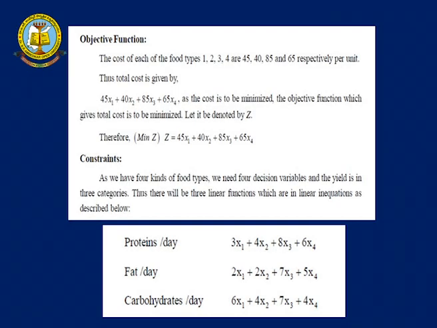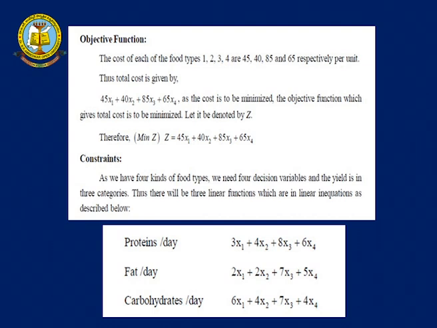Now, with the help of this, coming to the objective function. How are we going to prepare the objective function? He is giving the cost per unit. See the last column of the table: the cost per unit in rupees for the 4 different foods. For the first food it is 45 rupees, for the second food 40 rupees, for the third food 85 rupees, and for food 4 it is 65 rupees. And he is saying in the question itself that these costs should be minimized.